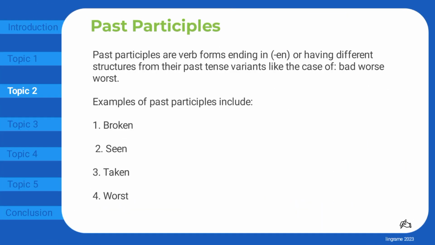Past participles. Past participles are verb forms ending in -n, or having different structures from their past tense variants, like in the case of bad, worse, worst. Examples of past participles include broken, seen, taken, worst.